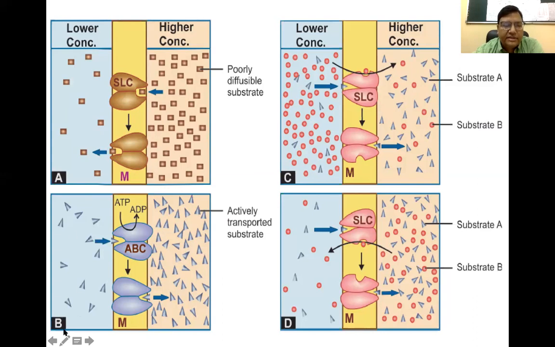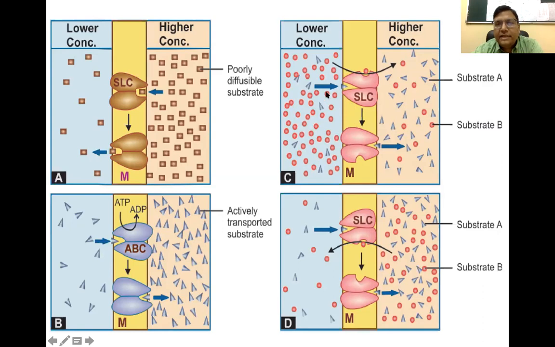Then if we see this B, here what happens is the transportation of the substrate is being done from the lower concentration to the higher concentration. There is a requirement of ATP and a transporter protein. So this is a type of primary active transport which is occurring with the help of an ABC type of transporter. Then if we look at C.